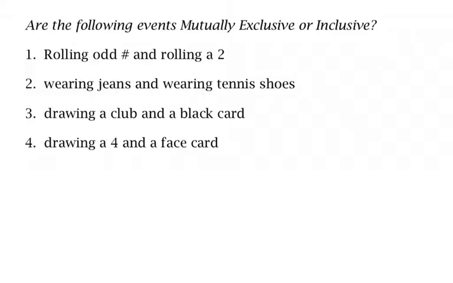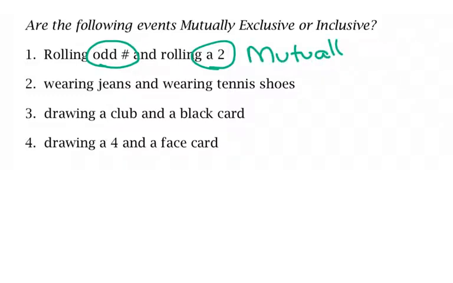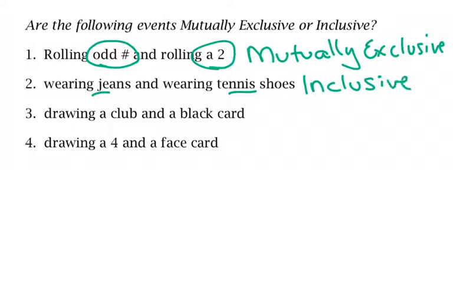You need to think about, can they happen at the same time? So can you roll an odd number and roll a 2 at the same time with one die? Obviously that cannot happen together because 2 is not an odd number. So this one is going to be mutually exclusive. And no, you can't abbreviate that. Okay, the next thing is, can you wear jeans and wear tennis shoes? Could you do that at the same time? And that answer is yes, obviously you can. So that's going to be inclusive.